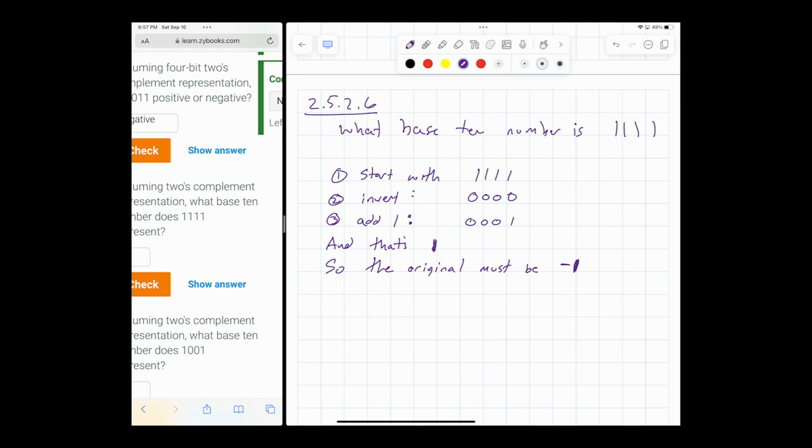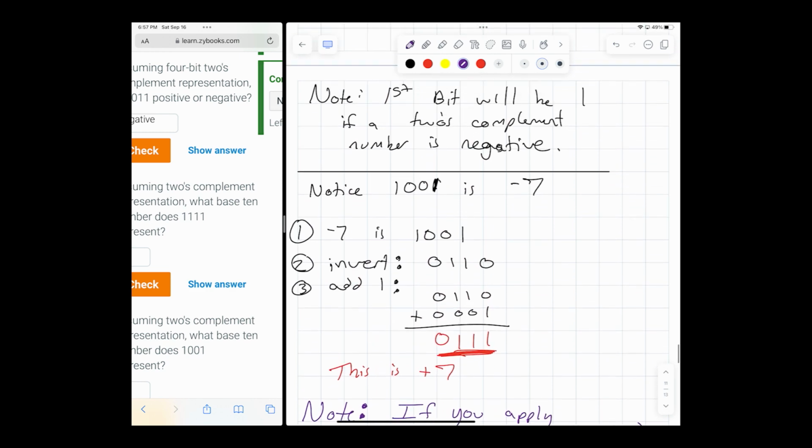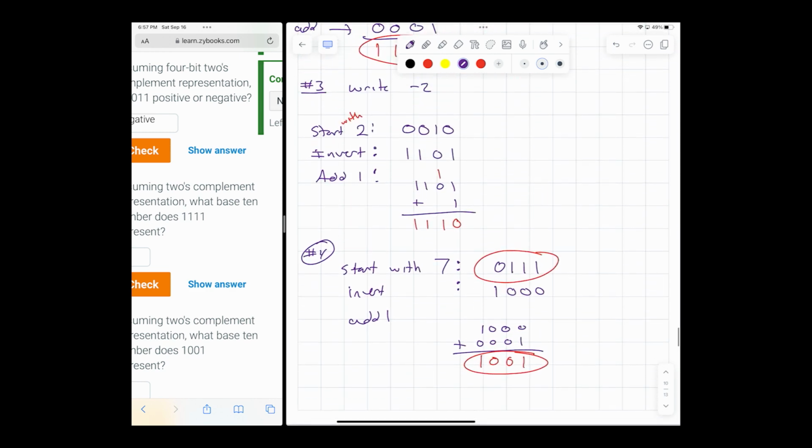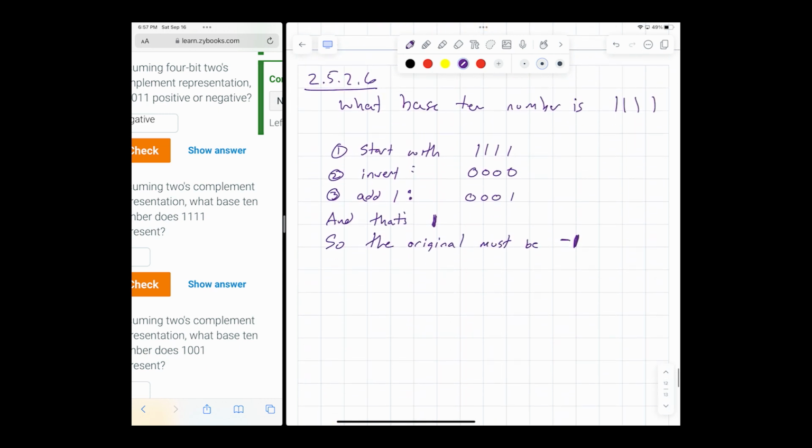Okay? Because remember when we're dealing with these, the whole point of doing this is that they wanted you to come up with -2 and you started with 2. So if we apply this process and we have a 1, then the original must be the -1, right? Because they're complements. So it's the negative of whatever we started with. So the answer is -1 there.